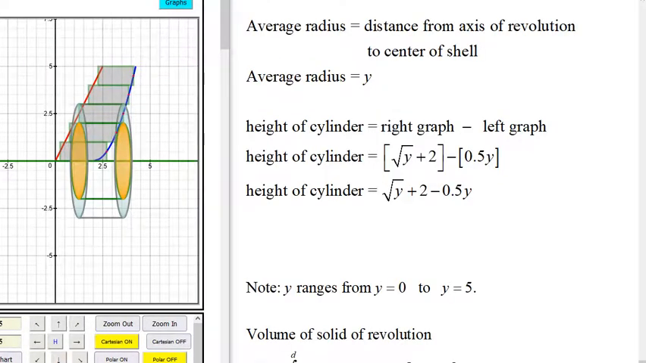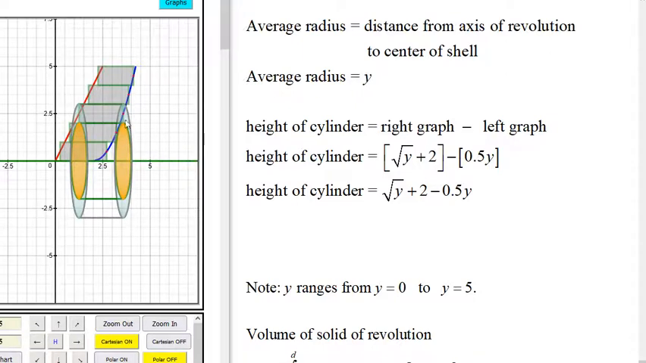And since we're using the shell method, and the axis of revolution is horizontal, then our rectangles will also be horizontal. So for this rectangle right here, this is what the shell looks like. And so the radius of the shell is just the distance from the axis of revolution to the center of the shell. So this is the center of the shell. So this is some y distance. And so the average radius is y.